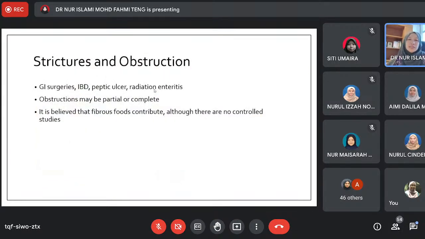Now we look into the strictures and also obstruction. So for GI surgeries, IBD, inflammatory bowel disease, peptic ulcer, radiation enteritis. The obstruction here may be partial or complete. It is believed that fibrous food contributes, although there are no controlled studies.